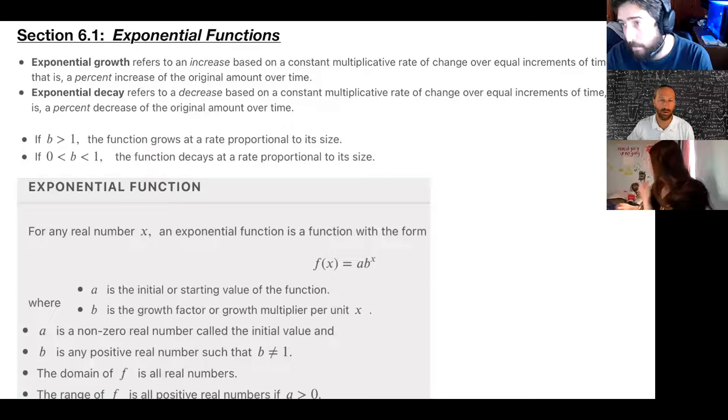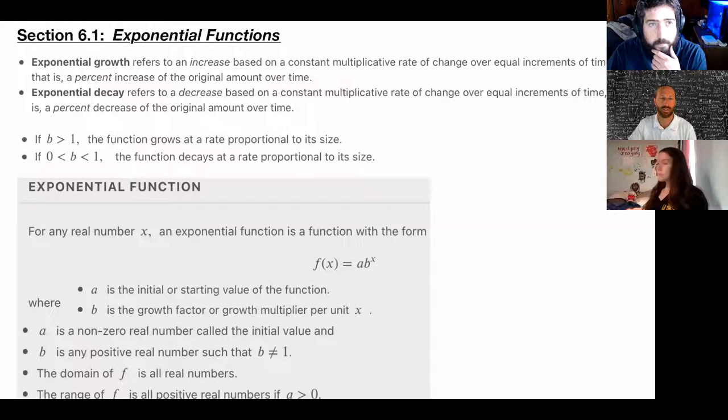All right, everybody, welcome to a new chapter 6.1. We're going to be dealing with these things called exponential functions. And to get us started, we're going to have some definitions of what to look for. Now, this should be some terminology that is familiar.